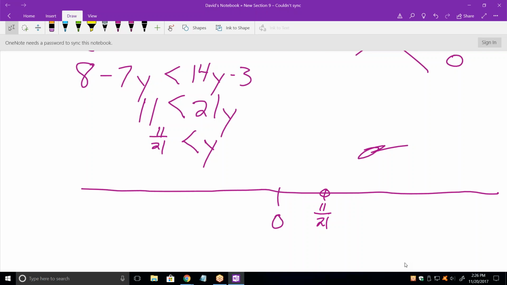This is an open dot because y is greater than. It's not greater than or equal. If there was a bar under that, then it would be a closed dot.